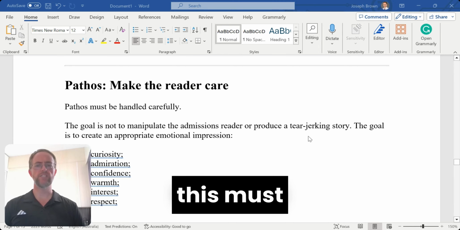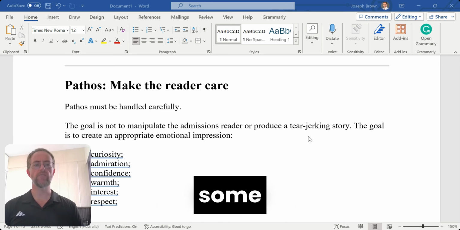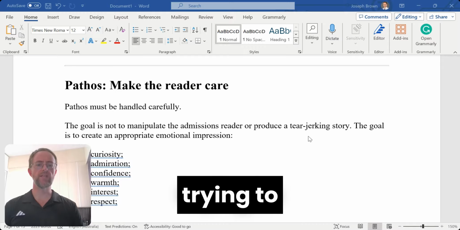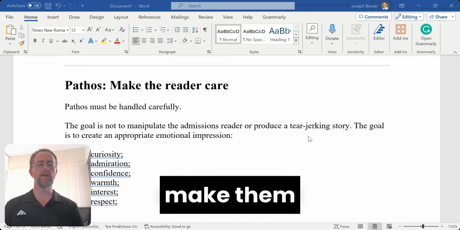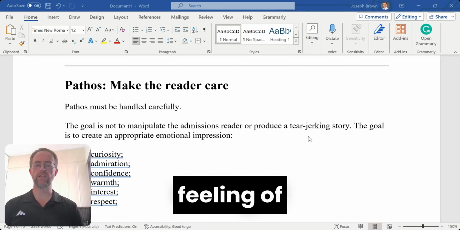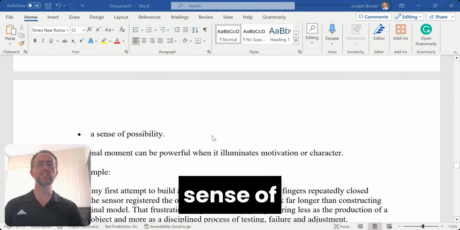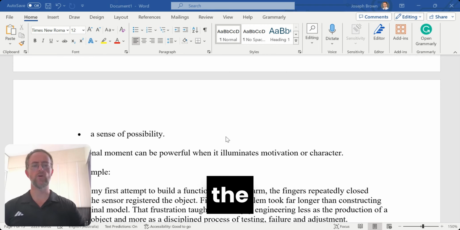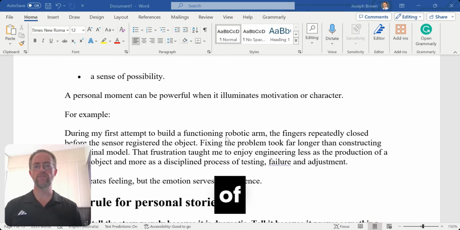Pathos, and again, this must be handled carefully. Giving feeling is very important. Creating some pathos, some feeling is really important, but you don't want it to come across as if you're trying to manipulate the reader. You're not trying to create a tear-jerking story. You're not trying to make them feel sorry for you or feel overblown inspiration. You want to create this feeling of curiosity, admiration, confidence, warmth, interest, respect, a sense of possibility that you could be this really great person to bring into the organization, someone who's going to fit, and we want you to come and join us, that kind of feeling.